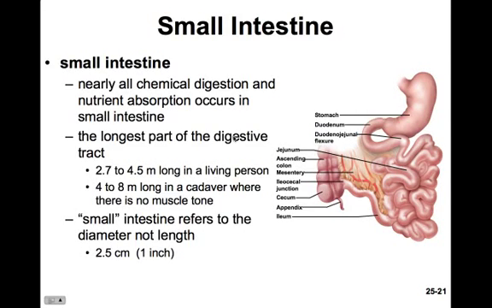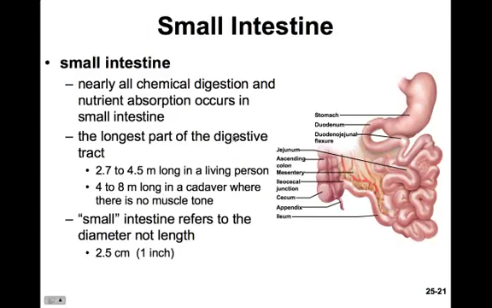Okay, now we embark on our adventure through the small intestine. In this first section, we'll consider the anatomical features as well as intestinal motility. And then in the next section, we'll move on to the chemical digestion and absorption that occurs in the small intestine. So let's begin here, where nearly all the chemical digestion and nutrient absorption occurs.